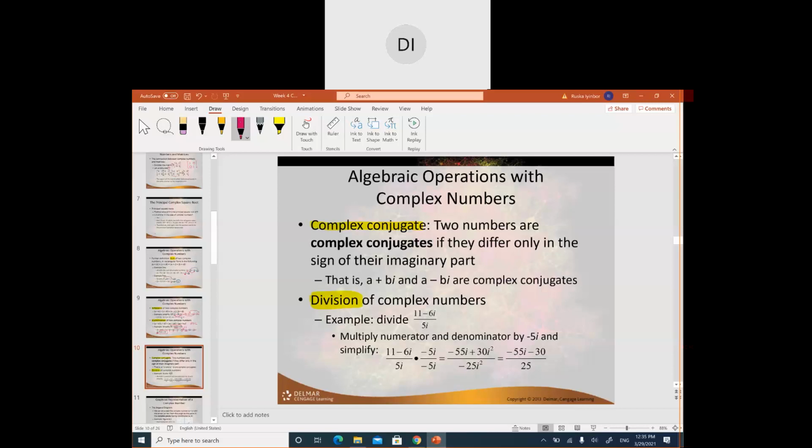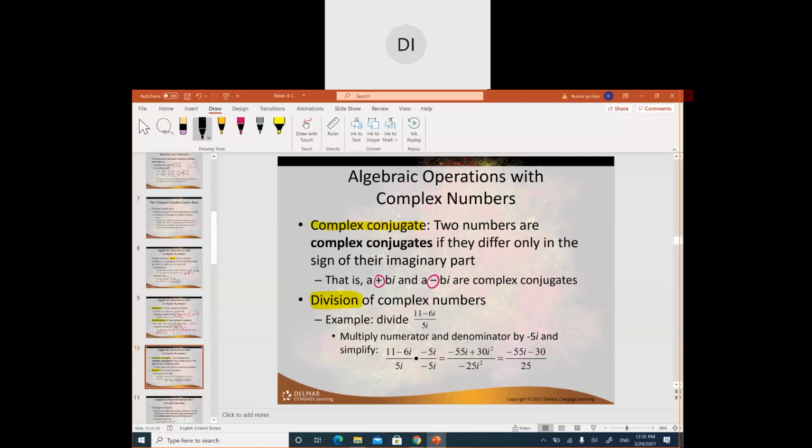So for a plus bi, the conjugate is a minus bi. So you're just changing the sign between those two components. Okay? So that's what conjugate means. So we have two conjugate numbers. Why do you need conjugates? Because of the property of conjugates: if you multiply two conjugate numbers, the answer is going to be a real number. So let me explain that.